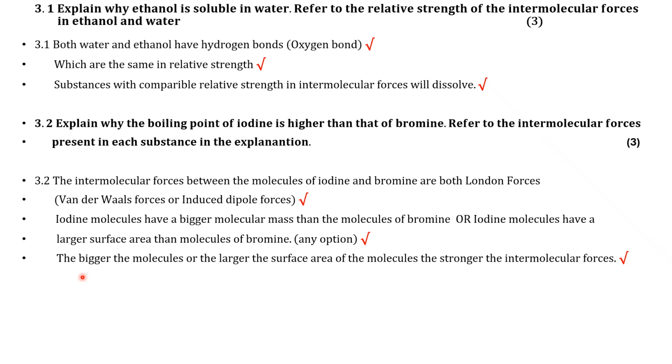And then we need to know, very important, the bigger the molecules or the larger the surface area of the molecules, the stronger the intermolecular forces. So big people generally tend to be far stronger than small children. That's the concept there. Want you to understand this. So iodine bigger than bromine, therefore bigger surface area, therefore stronger intermolecular forces. 1 mark for each one there, right?